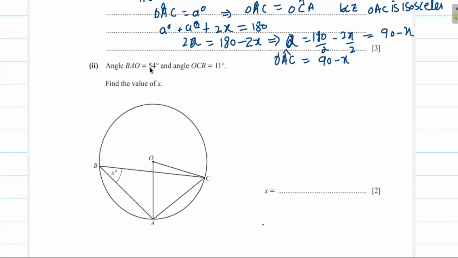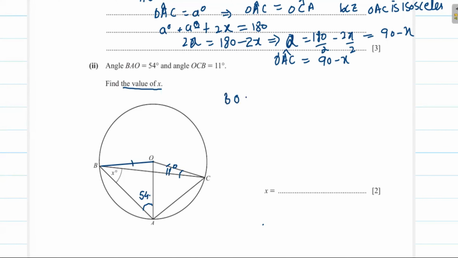Part second, angle BAO equal to 54 degrees, angle OCB equal to 11 degrees. Find the value of x. Now you see here the angle BAO, this angle is 54 degrees. And next is the angle OCB. This angle OCB is 11 degrees. To find the value of x, we draw a line segment from B to O. You see here, BO is the radius of the circle and OC is also the radius of the circle. Therefore, this is an isosceles triangle.